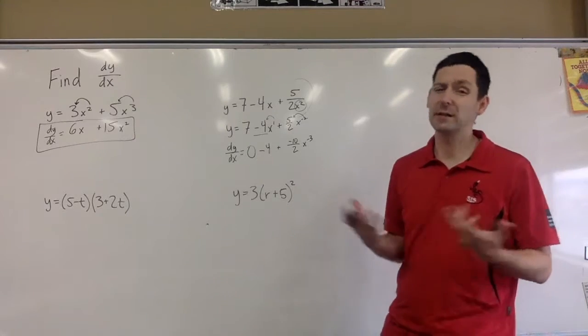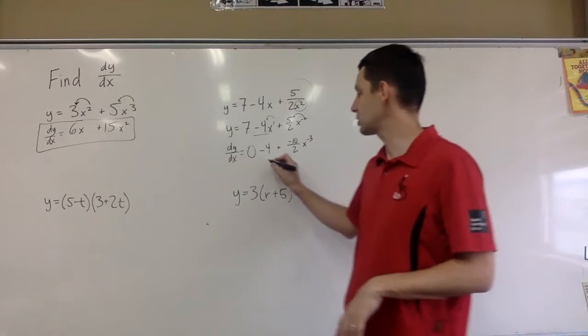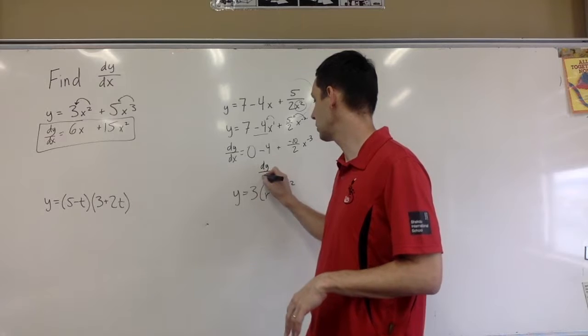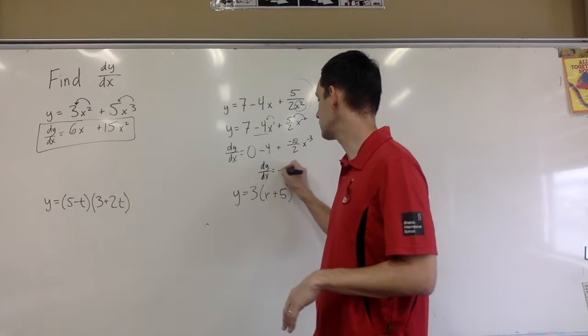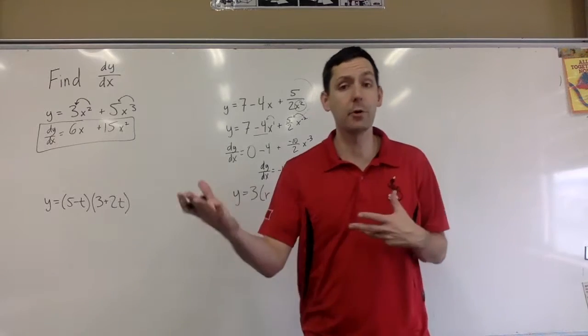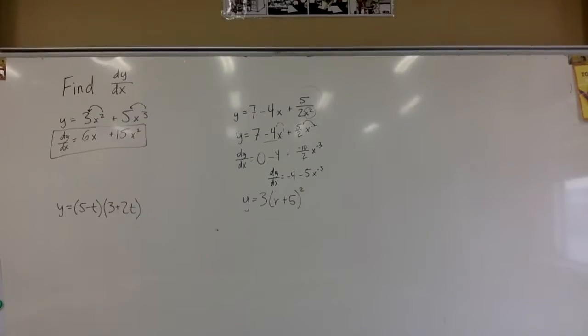Now, to simplify this, and really I should simplify it whether I want to or not, I should reduce that fraction. I should get rid of the 0. And so my final answer here is probably going to look like dy/dx equals -4 minus 5x to the -3. If you want to put the x to the negative 3 on the bottom, then go ahead, be my guest, move it down to the bottom.